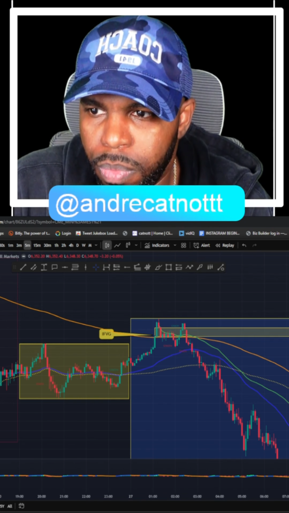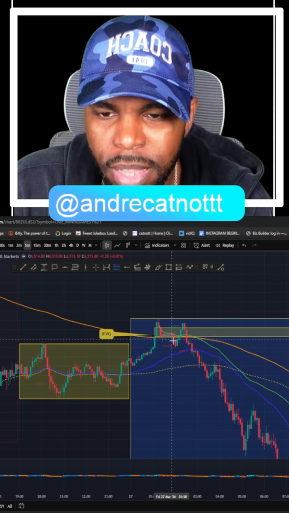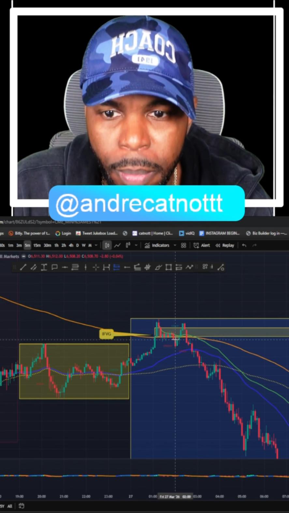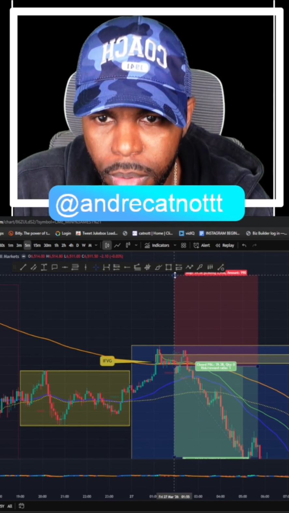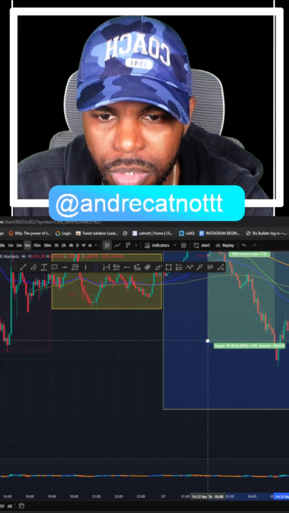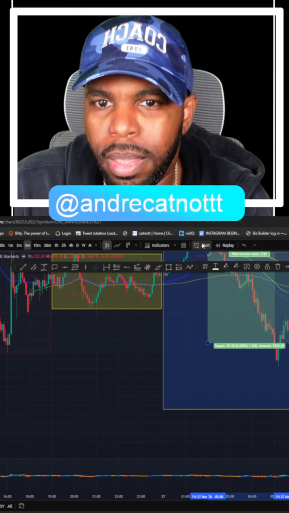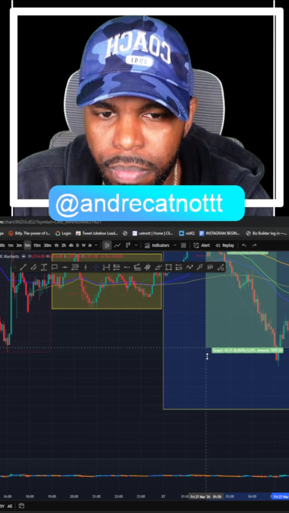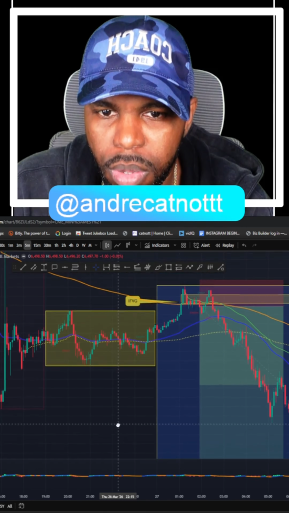Once that turns into an inversion fair value gap, I'm going to get in a trade as well. I'm going to put my stop right above the current session high, and then the rest is history. I can catch this whole move down here if I wanted to hold the trade.